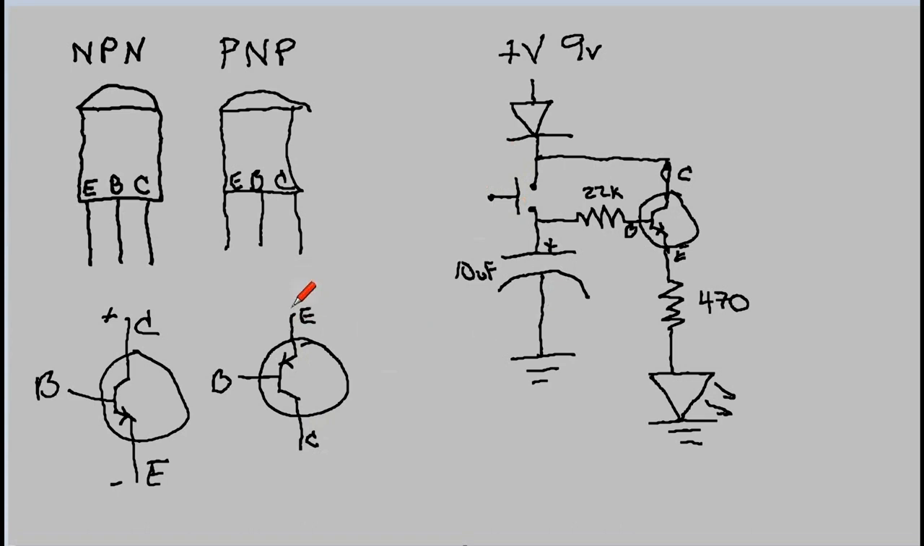Now, the thing to remember when you're placing this in your circuit is that you can't think of E as negative and C as positive, because in a PNP it's the opposite. For polarity, there's your plus, and here's your minus. Actually, I'll do the ground symbol. That way, you know ground is minus.